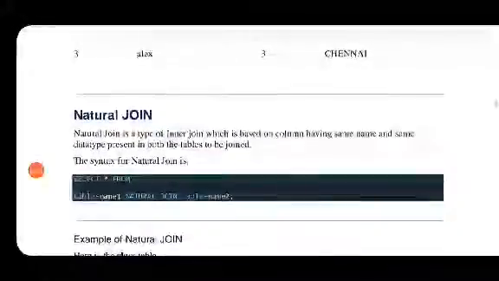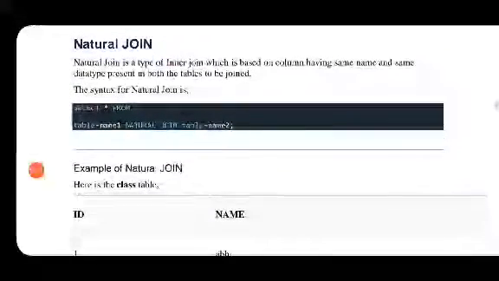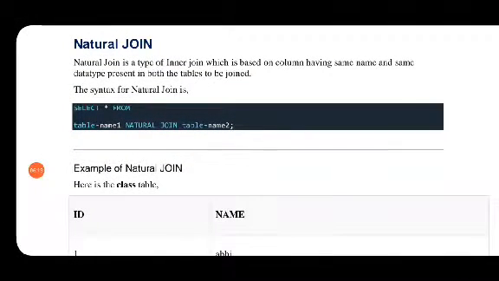Now next, we have got natural join. Natural join is a type of inner join which is based on column having same name, same data type present in both the tables to be joined. Like the syntax is select star from table name 1, natural join, table name 2.